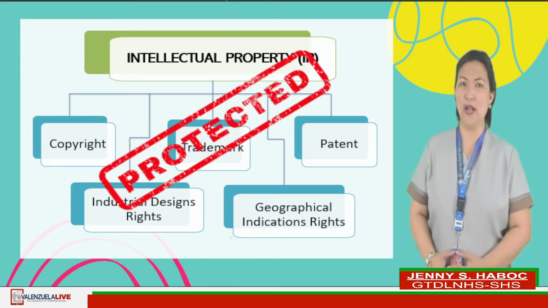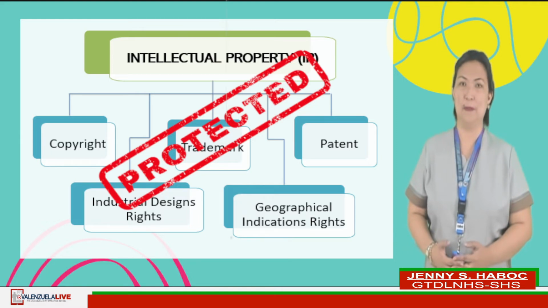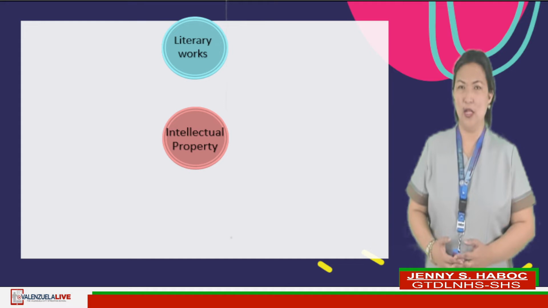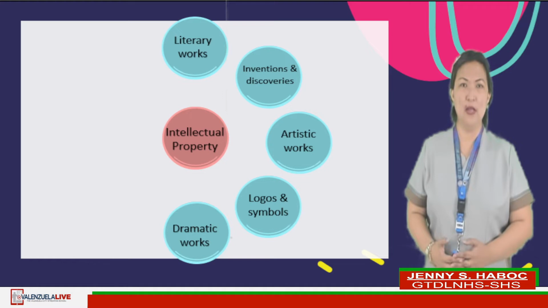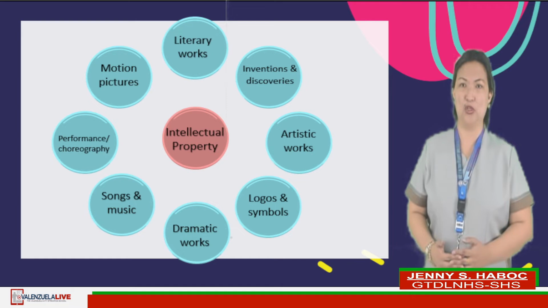By striking the right balance between the interests of innovators and the wider public interest, the intellectual property system aims to foster an environment in which creativity and innovation can flourish. Some examples of intellectual property are literary works, inventions and discoveries, artistic work, logos and symbols, dramatic works, songs and music, performance and choreography, and motion pictures.